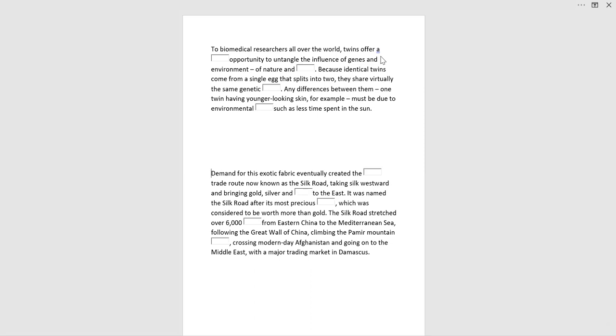Demand for this exotic fabric eventually created the lucrative trade route now known as the Silk Road, taking silk westward and bringing gold, silver, and wool to the east. It was named the Silk Road after its most precious commodity, which was considered to be worth more than gold. The Silk Road stretched over 6,000 kilometers from eastern China to the Mediterranean Sea, following the Great Wall of China, climbing the Pamir mountain range, crossing modern-day Afghanistan, and going on to the Middle East with a major trading market, Damascus.